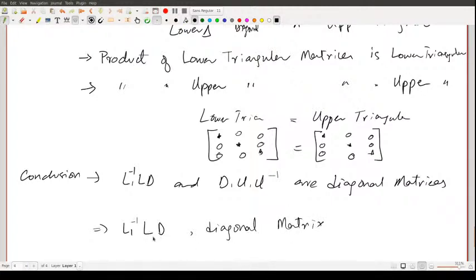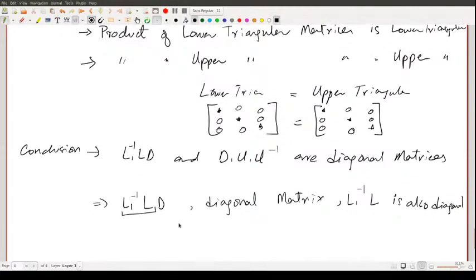Then D is already diagonal, which means L1 inverse times L is also diagonal, right? I know this has to be so, because if these two have something in the lower triangle, then when you multiply with the diagonal matrix, you will get a lower triangular matrix. So the result of these two has to be a diagonal matrix. And another thing that we know is that when we do LDU decomposition, L and U have ones on the diagonal.